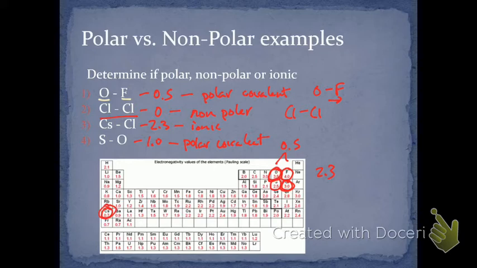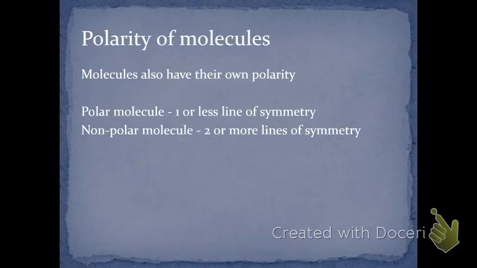All right. So we just talked about bond polarity. So molecules themselves, which are the compounds themselves, have their own polarity. And so the rules go by, it's a polar molecule if you have one or less line of symmetry. And then it's a nonpolar molecule if there's two or more lines of symmetry. Okay? And so we just want to get that idea.